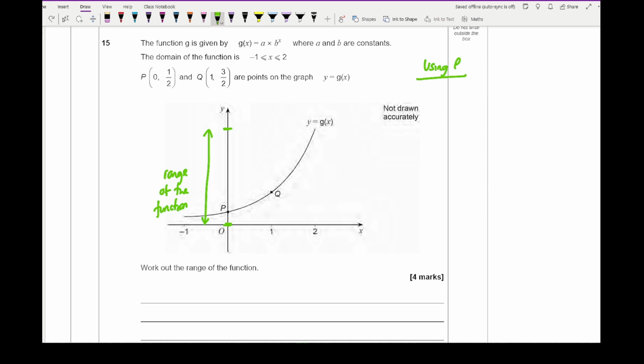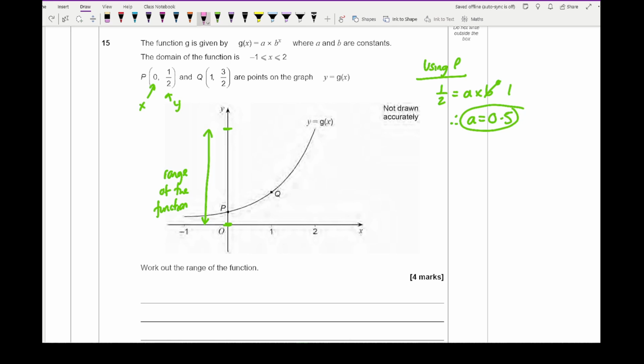So using P, I know that at P, x equals 0 and y equals a half. Substituting those numbers in, I've got a half equals a times b to the naught. Now simplifying this, anything to the power of 0 is 1. So that means that a equals 0.5. So that's one of the values found.